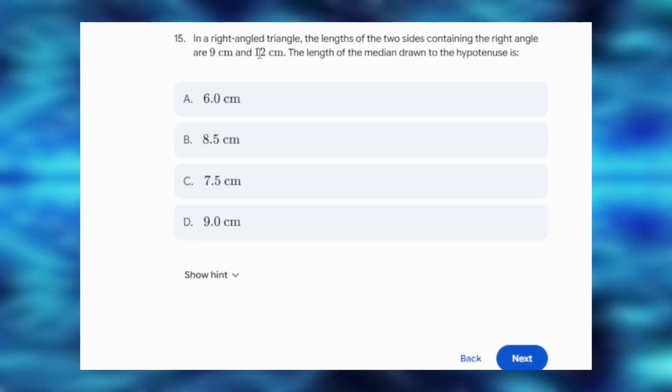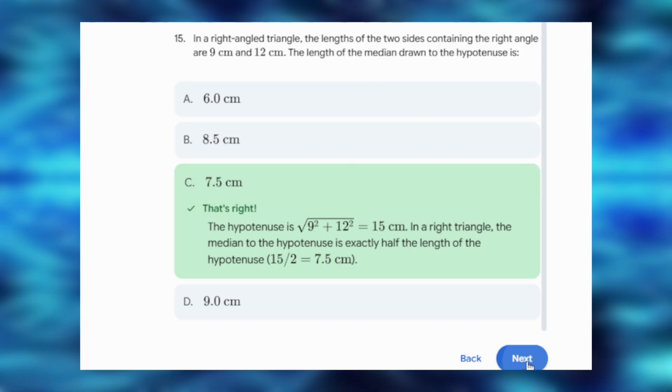Next sum, in a right angle triangle, the lengths of the two sides containing the right angle are 9 centimeters and 12 centimeters. The length of the median drawn to the hypotenuse? In a right angle triangle, the median is half of the hypotenuse. Here the hypotenuse we get by Pythagoras theorem. 9 square plus 12 square, 225, square root 15. Length of the median is half of the hypotenuse. Half of 15, 7.5 is the correct answer.